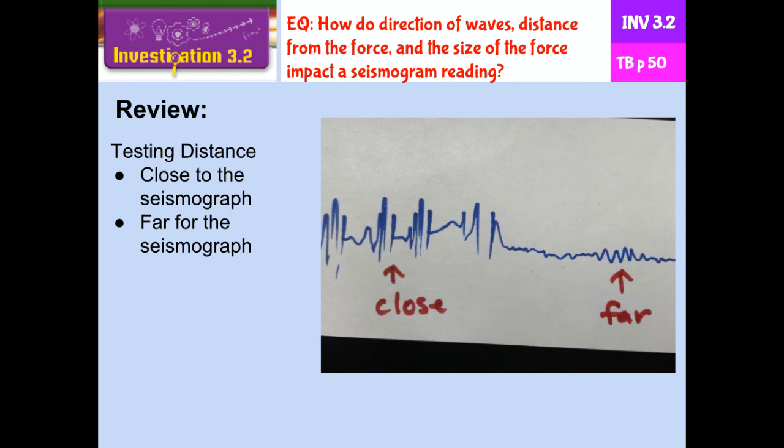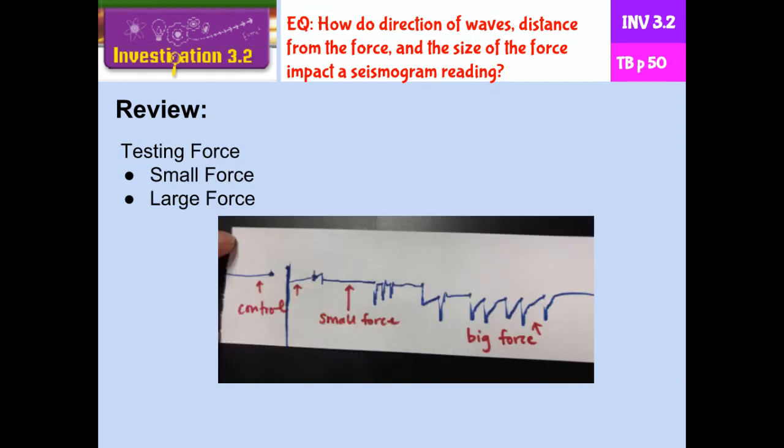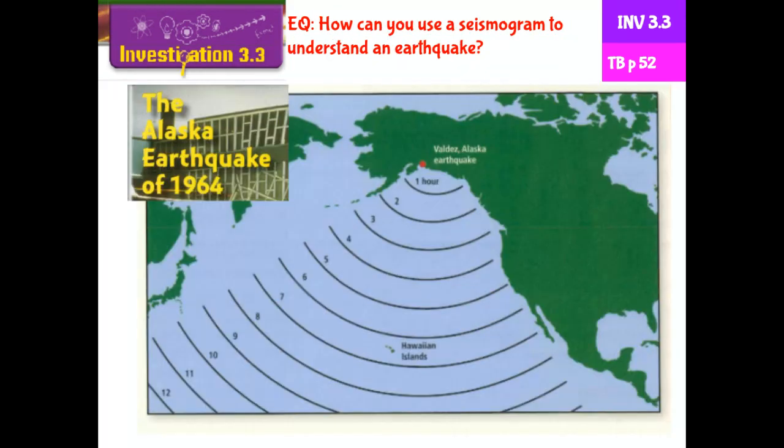And then some of you did the distance from the seismograph. So close to the seismograph had more of a reading than far. And then finally, a small force versus a big force. So once again, on the left, there's the control, and then you have the small force, and then the larger force. So just different ways to see how the force affects the seismograph.